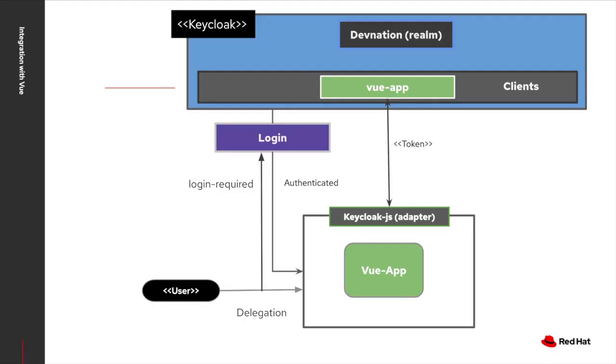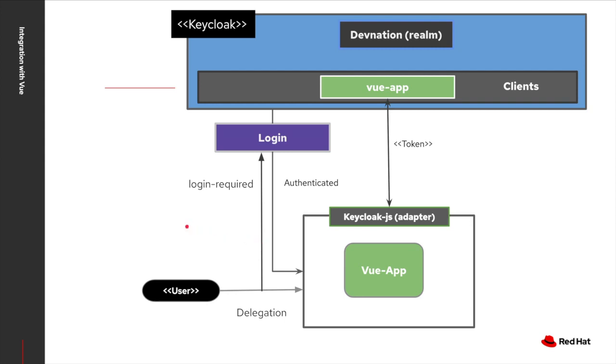Let's move to the integration pattern with Vue.js. In this demo, I have created a DevNation realm, under which I have created a client, Vue app. You can call it any name you want. With your Vue application, you just need to install this Keycloak JavaScript adapter. You can install it from the npm registry, or you can download it from the Keycloak website.